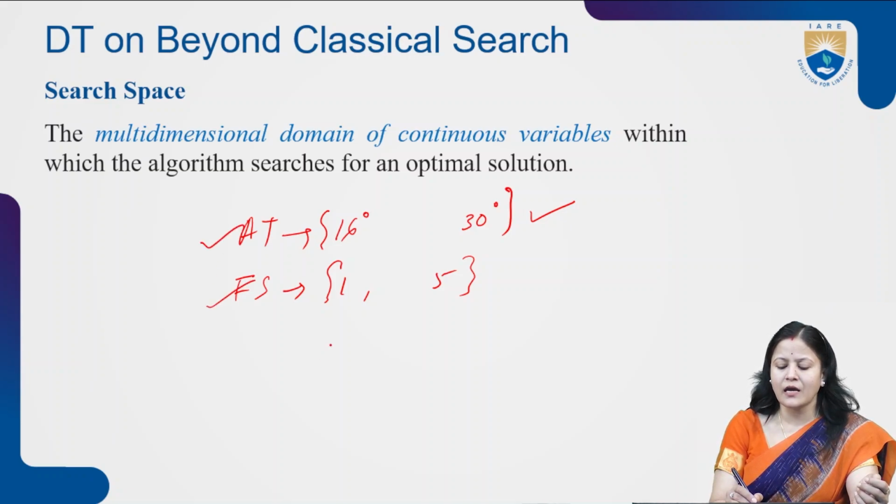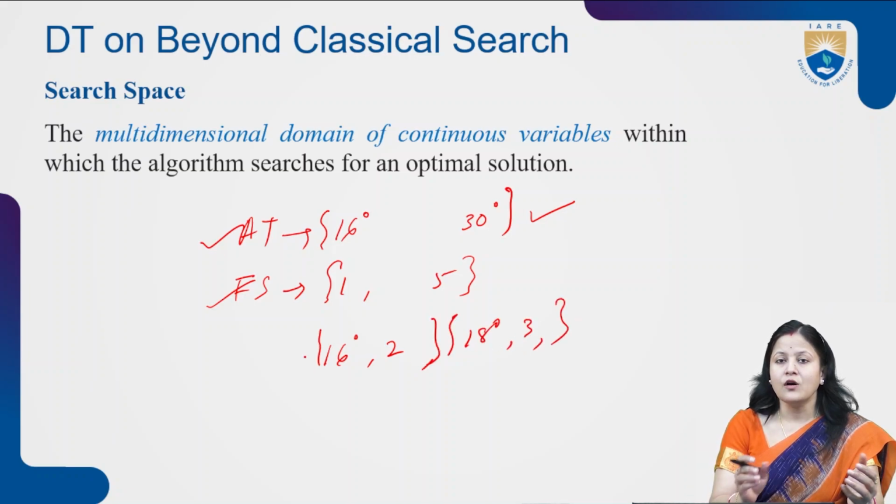That means for AC temperature 16 degrees, the fan speed may be 2. For the AC temperature 18 degrees, the fan speed may be 3. So like this, we can assign both the values together. This is the representation of the multi-dimensional domain. Different real number values we can assign together, within which the algorithm searches for an optimal solution.